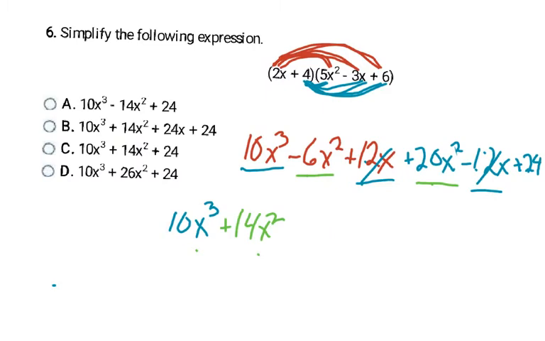And then I'm going to see if I have any numbers I can combine. 24 is my only number, so that just goes on at the end. And it looks like letter C is my final answer.